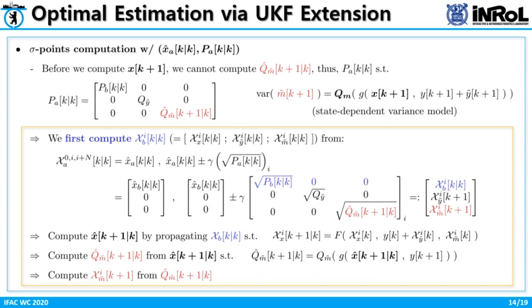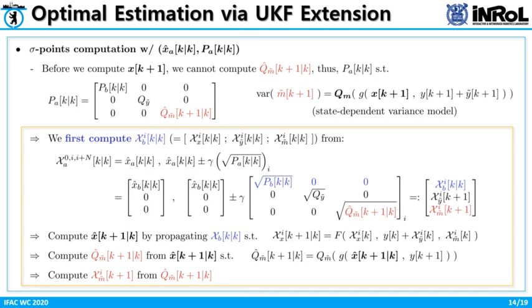Note that before we compute the state of time k plus 1, xk plus 1, we cannot compute the state-dependent variance of modeling uncertainty qm k plus 1. Thus, we cannot compute the covariance Pa at time k. For this, we first compute the sigma points of xb at time k using the block diagonal structure of the sigma points formula.